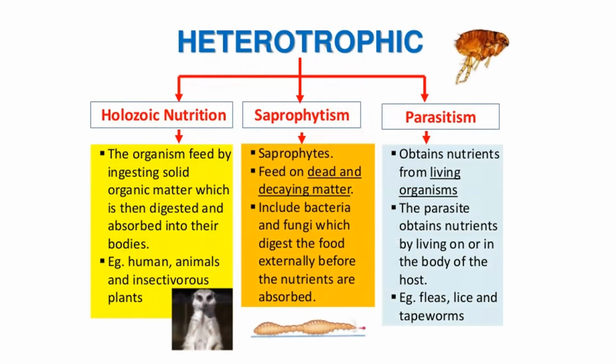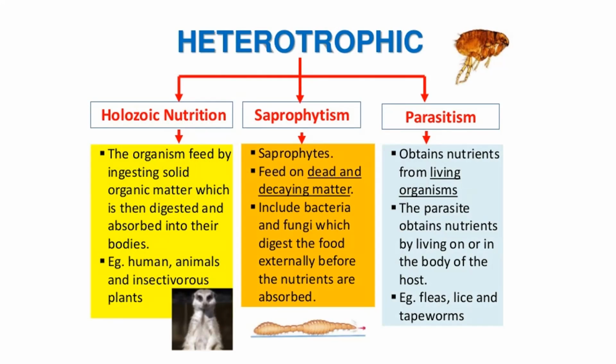So what we humans belong to is holozoic nutrition, in which case the organism feeds on ingesting solid organic matter, which is then digested and absorbed into their bodies. So all animals and humans follow the holozoic mode of nutrition. You must have seen all these things on your geographic channel on humans, and I think by this time this should be your basic knowledge, right? So this is the most common type of nutrition, which is classified under heterotrophic nutrition.